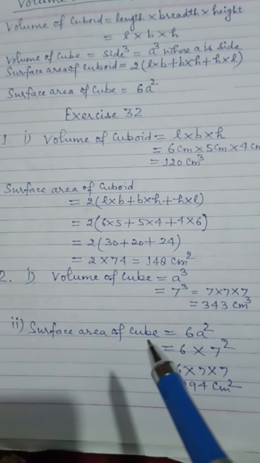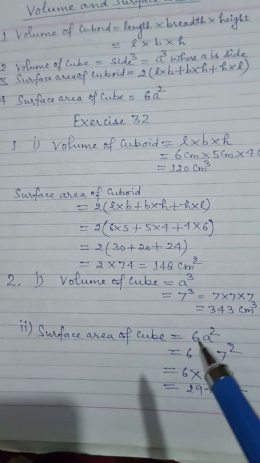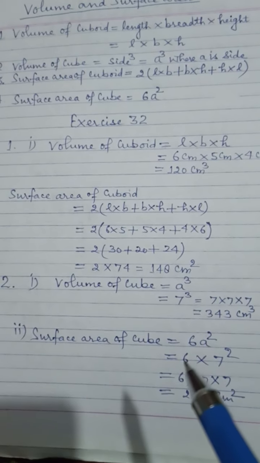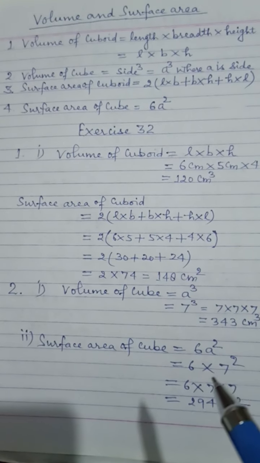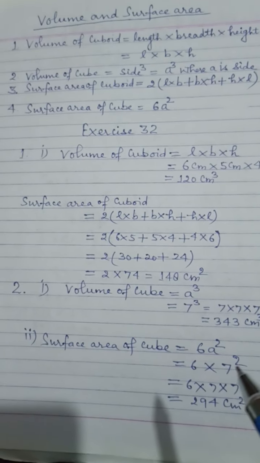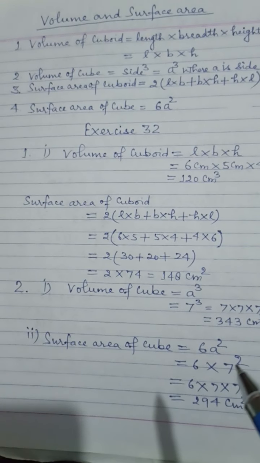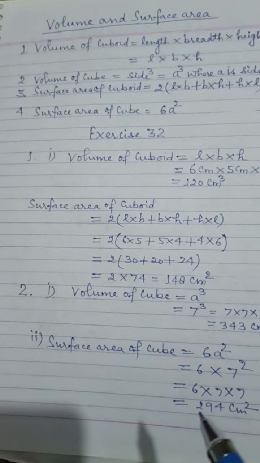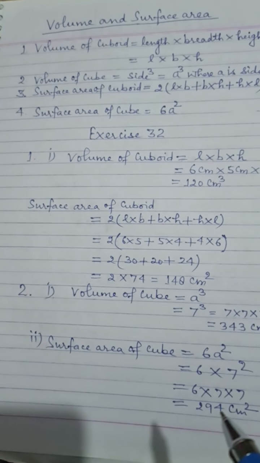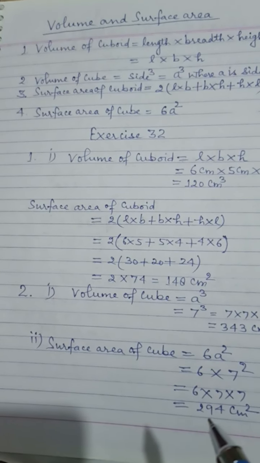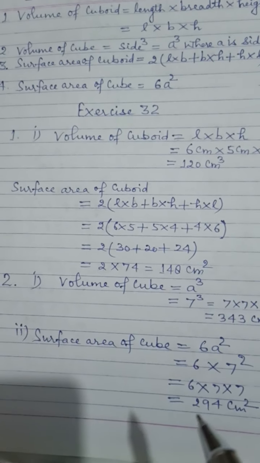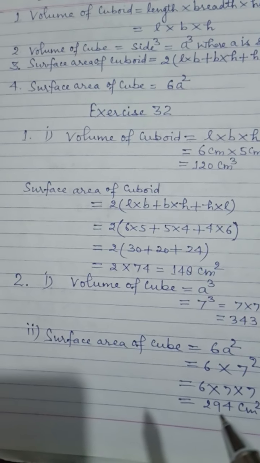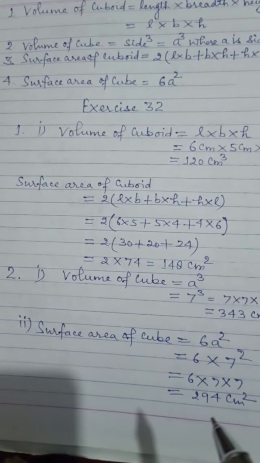Now the surface area of the cube. The formula for the surface area of a cube is 6a square. So 6 into a square. What is a? 7. So 7 square. You know 7 square is 7 7s are 49. 49 into 6. You can find out 49 into 6. That is 294 square centimeters.